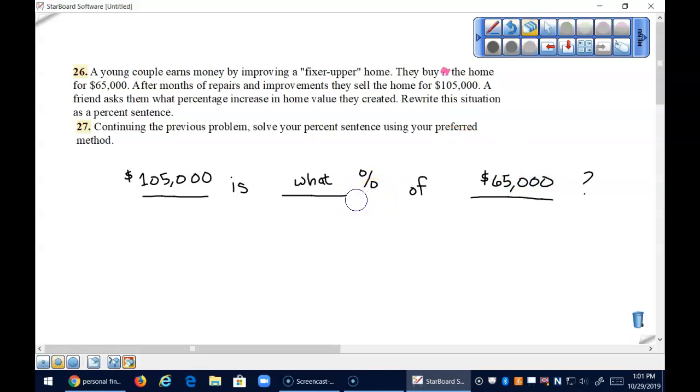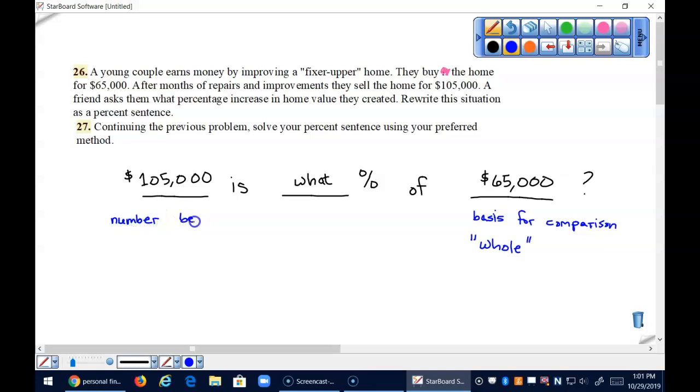So this is the same issue we just had, and again, our basis for comparison, what people think of as the whole, is this number, and the number being compared, what people think of as the part, is on that side. This is always the percent.